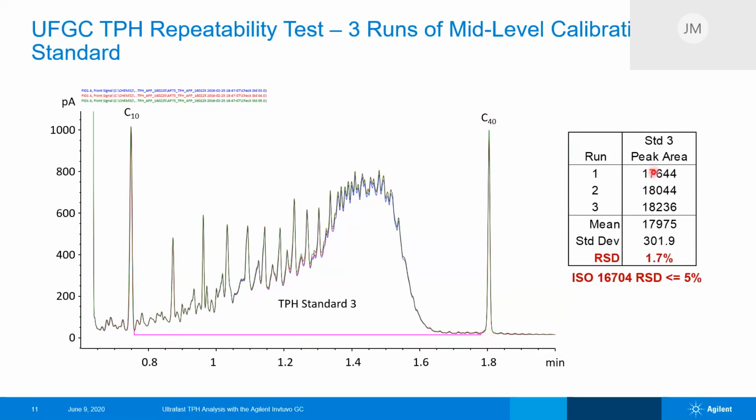And we do that 3 times. We get the average and then the standard deviation and the relative standard deviation. And according to the method, the RSD has to be less than 5%. You can see here we're less than 2% RSD. So this is telling us that we've met the discrimination test, we're meeting the calibration test.